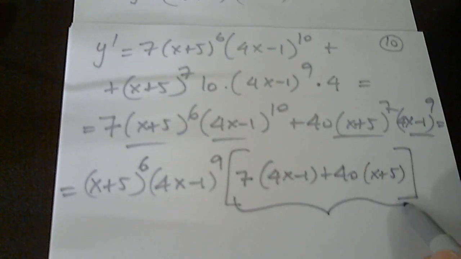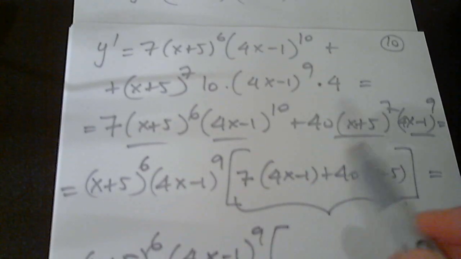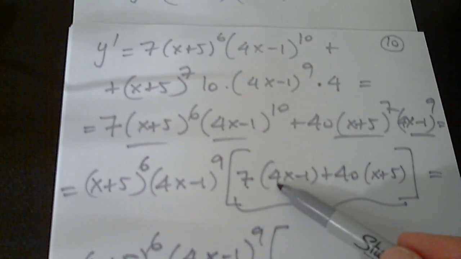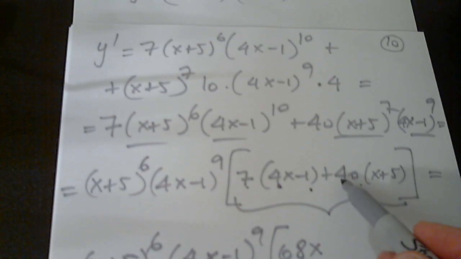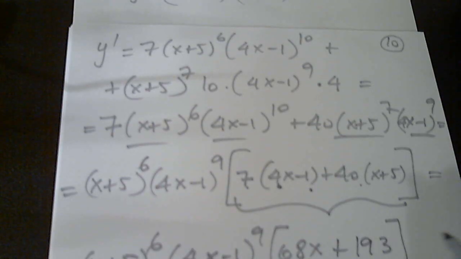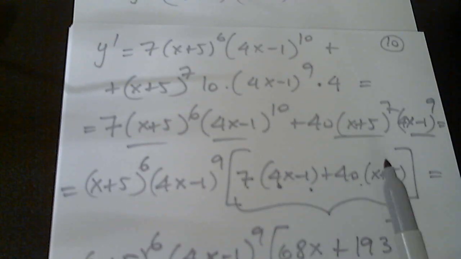So now I have to combine here. Don't change anything in the front. You cannot. X plus 5 to the 6th, 4x minus 1 to the 9th. Now, 28 plus 40, 68x, negative 7 plus 200. So it's plus 193. Let me do this one more time just to make sure. 28x, 40x, 68x, negative 7 plus 200. 200 minus 7, 193.